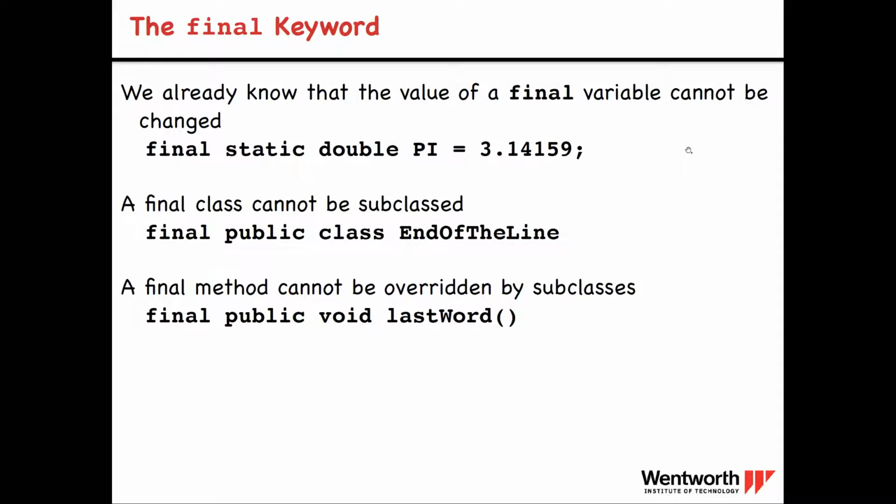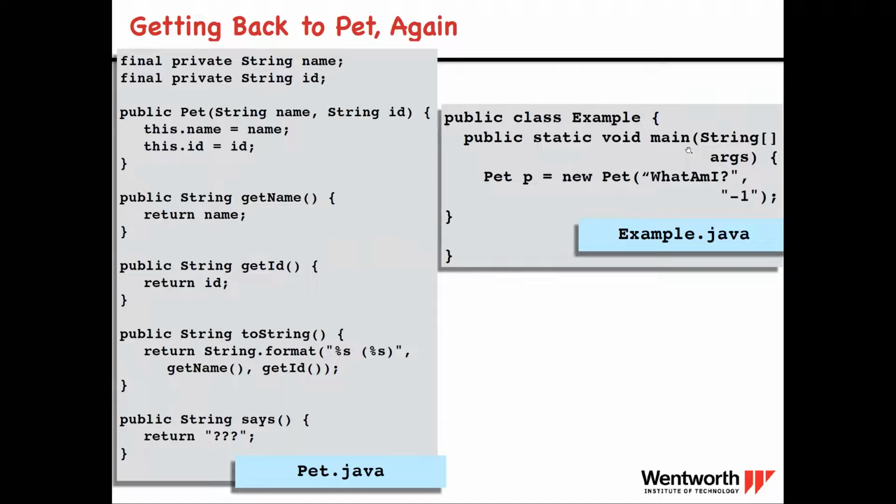Okay, so I want to go back to Pet. So I have the Pet class. This is basically where we left off last time. And I did change my main a little bit, so I'll show you that in just a second. But I want to talk a little bit about this simple one first. In this little main example here, I've created a Pet object. But now remember, we need a name and we need an ID when we create one of these Pet objects.